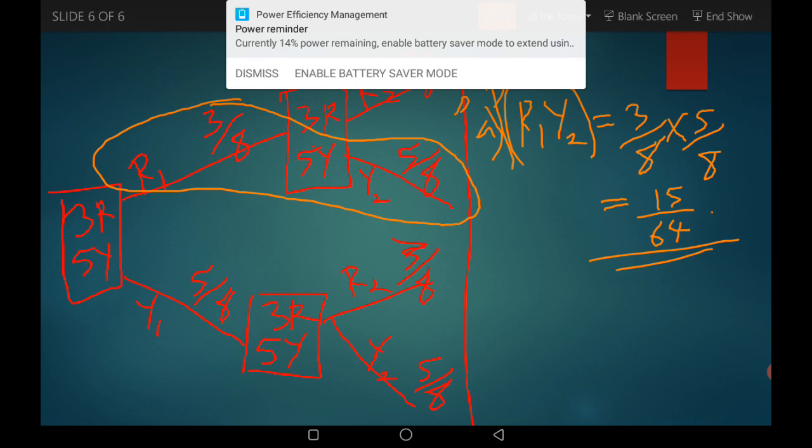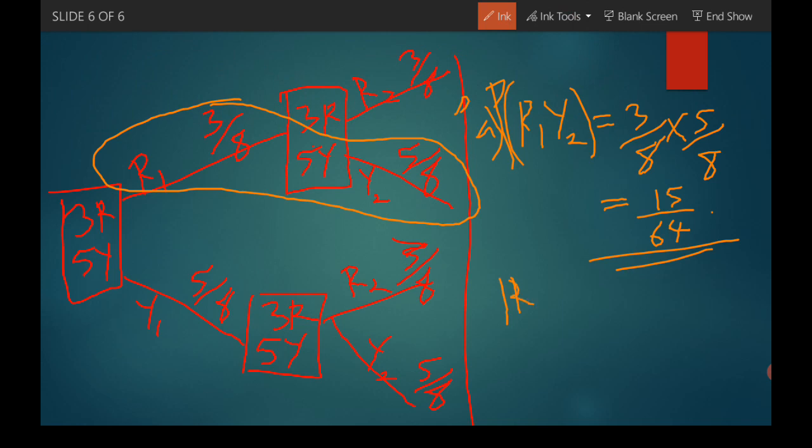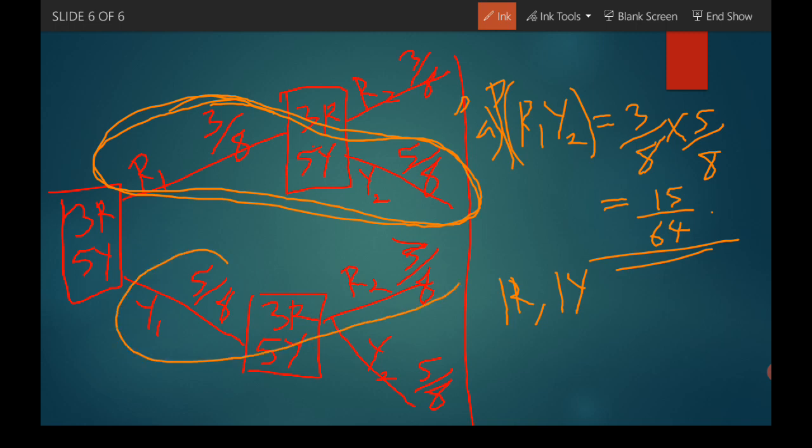Then lastly, find the probability of picking 1 red and 1 yellow. So since we don't have the particular order, we can take this one as our path. The first can be red, the second can be yellow. Or the first can be yellow and then the second can be red, like that.